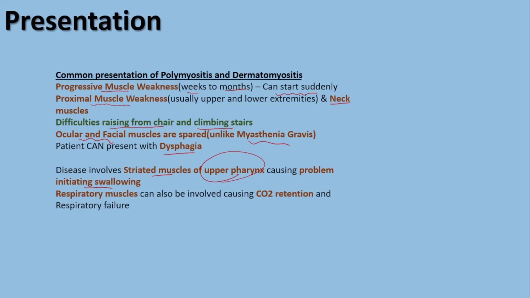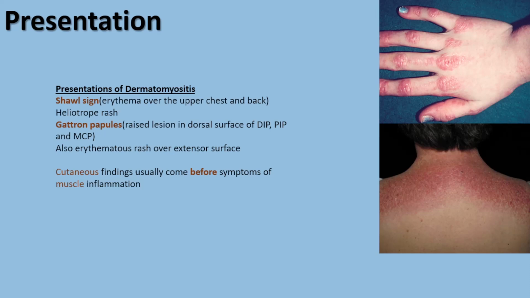Another point is that the patient can also have problems with respiratory muscles, which causes hypoventilation and CO2 retention, and as a result, the patient will have respiratory acidosis, and if the problem is severe enough, the patient can also have respiratory failure. So now let's talk about presentations that are specific for dermatomyositis and are absent in polymyositis.